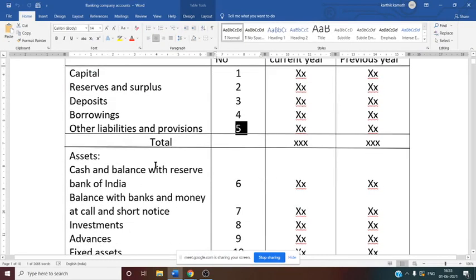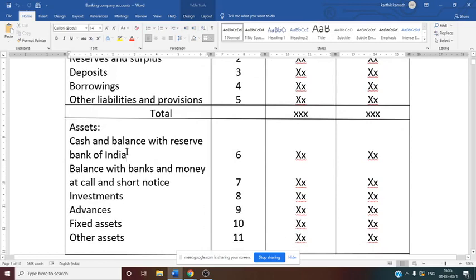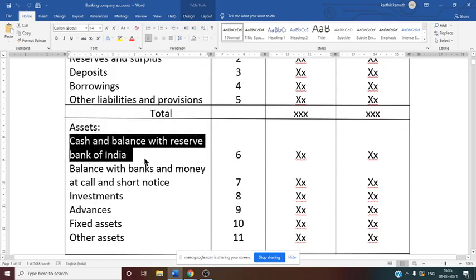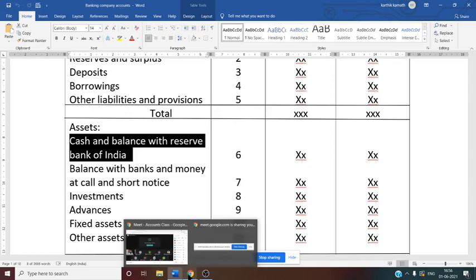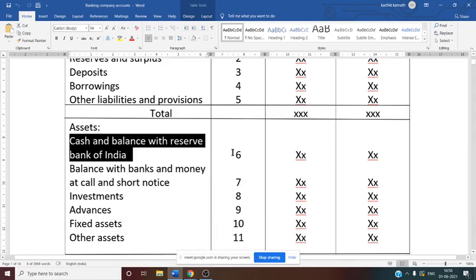Now next thing, under asset, you have to see cash and balance with the Reserve Bank of India. Now again here there are various parts. So one is cash in hand. Sometimes they will give you the cash in hand information in the trial balance. So this cash in hand information you can consider under schedule number 6. There you can write directly cash in hand. Similarly, balance with the RBI. So that also you can consider. Sometimes the bank needs to keep certain money in the current account of RBI, so that amount also you can write here. That is schedule number 6.